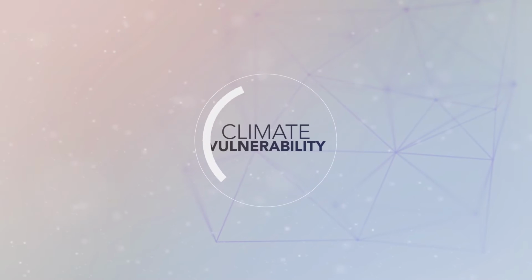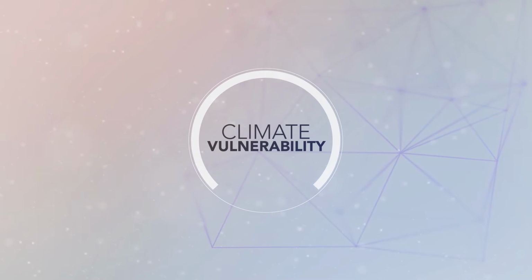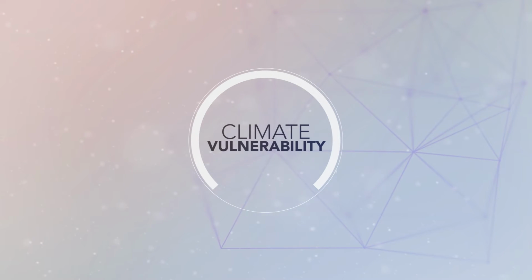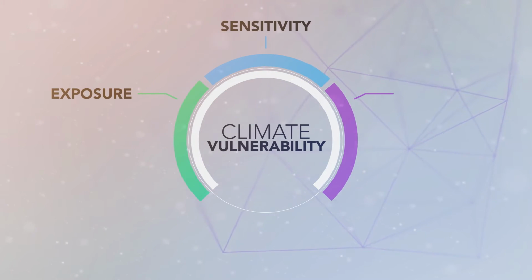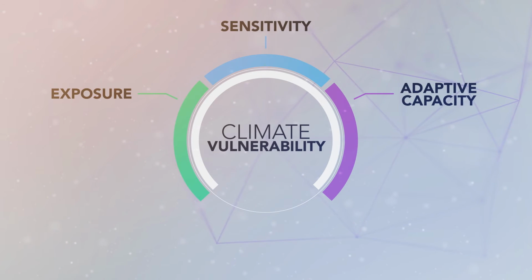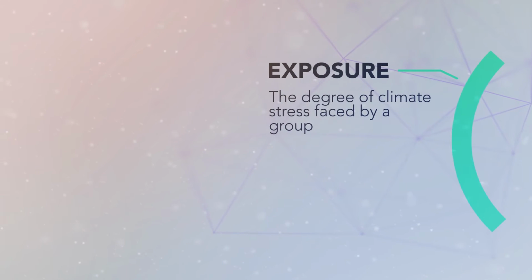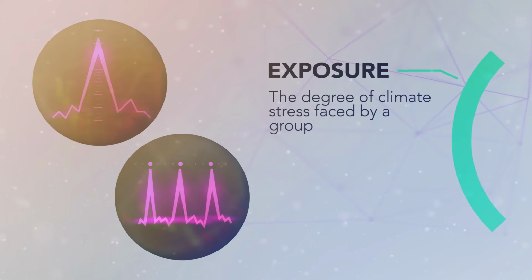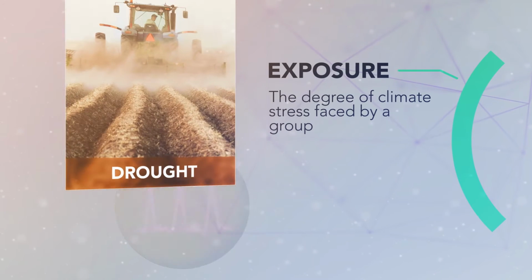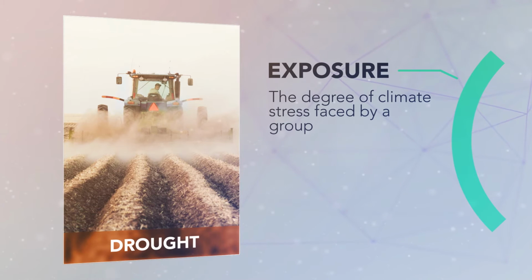In the IPCC report, a measure was established for understanding the dimensions of climate vulnerability. Vulnerability is a function of exposure, sensitivity, and adaptive capacity. Exposure is the degree of climate stress faced by a particular group. For example, we might define exposure as the magnitude and frequency of events. Farmers invariably will be exposed to the consequences of drought over time.